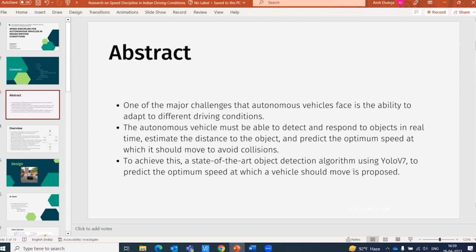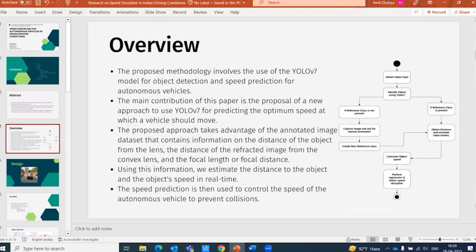The autonomous vehicle must be able to detect and respond to objects in real time, estimate the distance to the object, and predict the optimum speed at which it should move to avoid collisions. To achieve this, a state-of-the-art object detection algorithm, YOLO version 7, has been used to predict the optimum speed at which a vehicle should move. The proposed methodology involves the use of the YOLO version 7 model for object detection and speed prediction for autonomous vehicles.